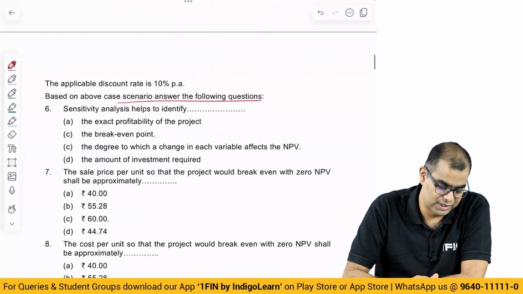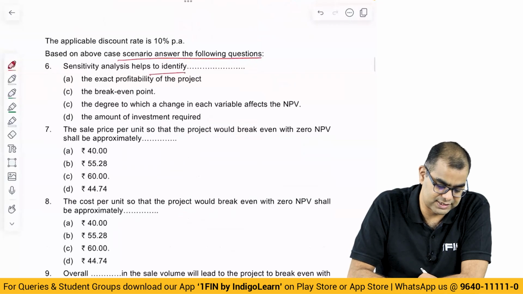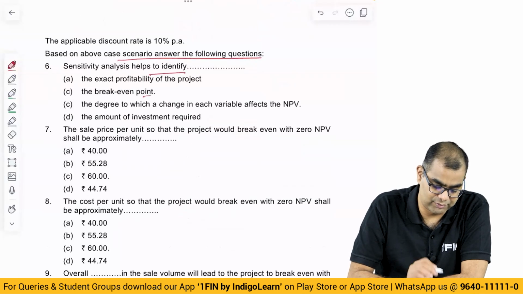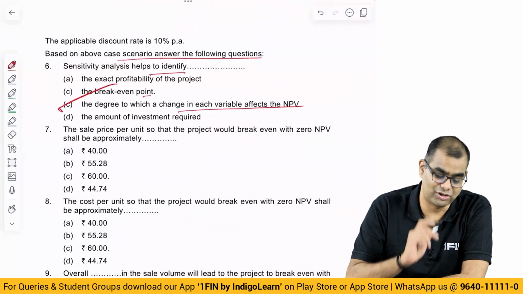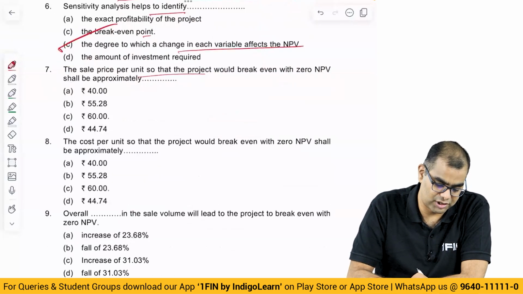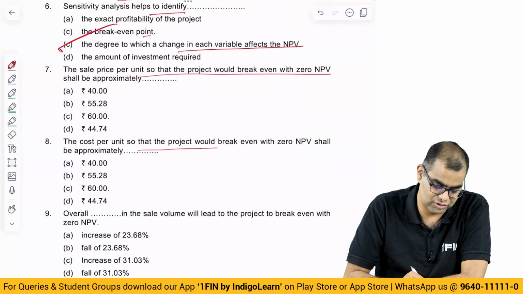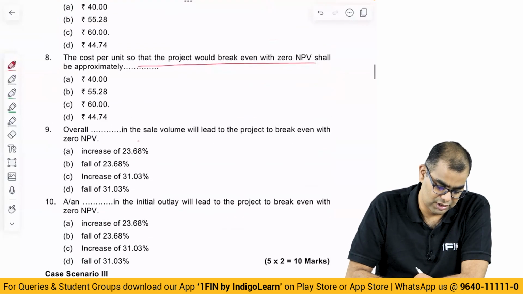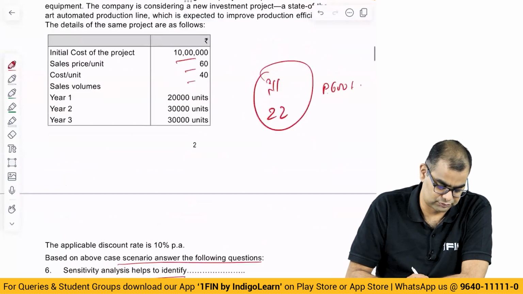Okay, same to same. Sensitivity analysis helps to identify what? Exact profitability? No. Break-even point? No. Degree to which each variable affects NPV? This is correct. Okay, I have not even gone to the question. The sale price so that project would break even? I don't know. Cost price so that project would break even? Don't know. We'll have to find out.